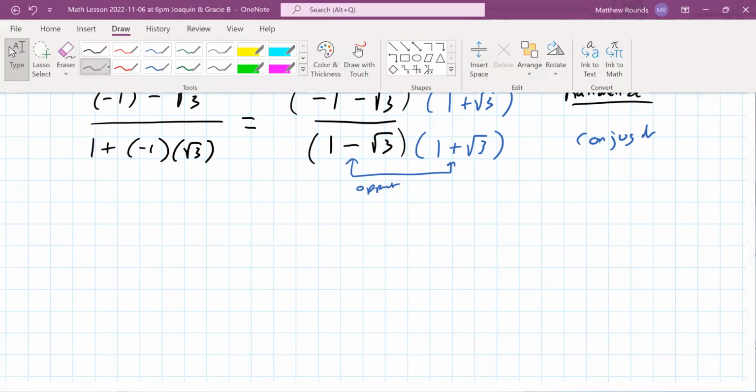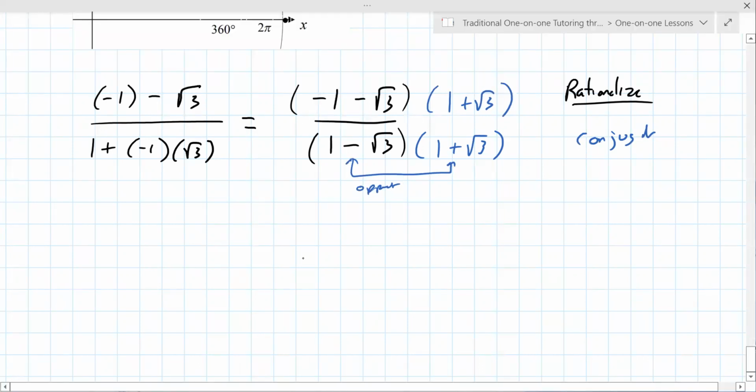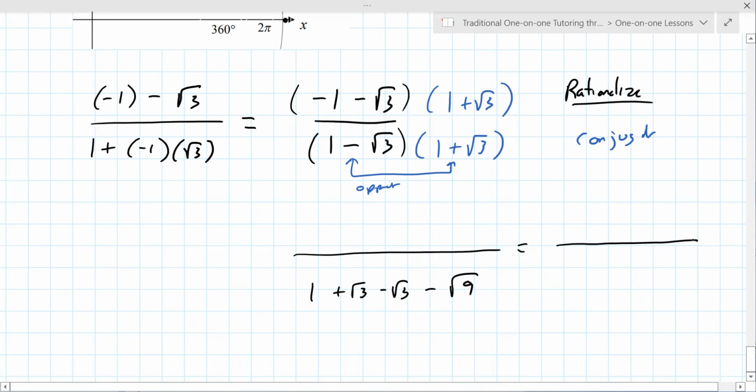There's a little bit of work here, but it can be done. So the bottom, we'll do the bottom first. You get 1 plus square root 3 minus square root of 3 minus square root of 9. Okay. And the idea is that when you rationalize, you always get a nice number on the bottom. So do you see how the square root of 3's cancel? Yes. And then square root of 9 is 3. So it's really 1 minus 3, like that.